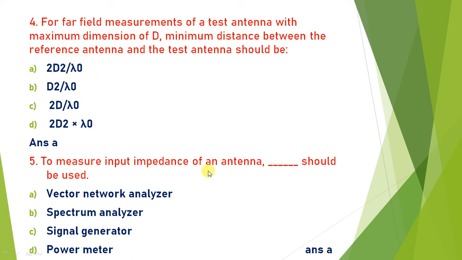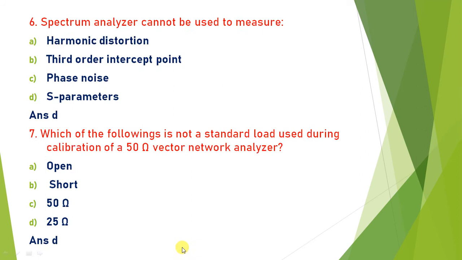To measure the input impedance of an antenna, dash should be used. Generally a vector analyzer is used to measure the input impedance of an antenna and to find the forward power and reflected power. So the answer is A.